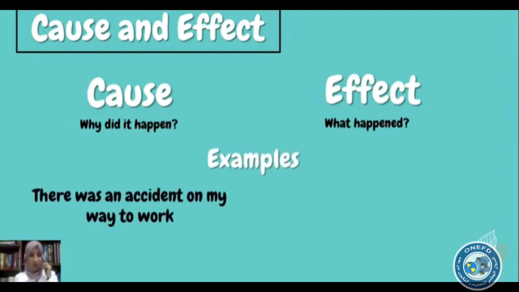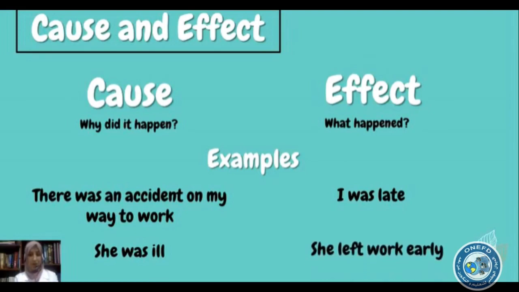So here we have, there was an accident on my way to work. So here the cause is an accident on the way to work. Now the effect, I was late. It means I am late for work because of the accident. So here the result is I am late for work or I was late for work. Let's see a second example. She was ill. This is the cause. The result or the effect, she left work early. It means because she was ill, she didn't finish work. She left before time.